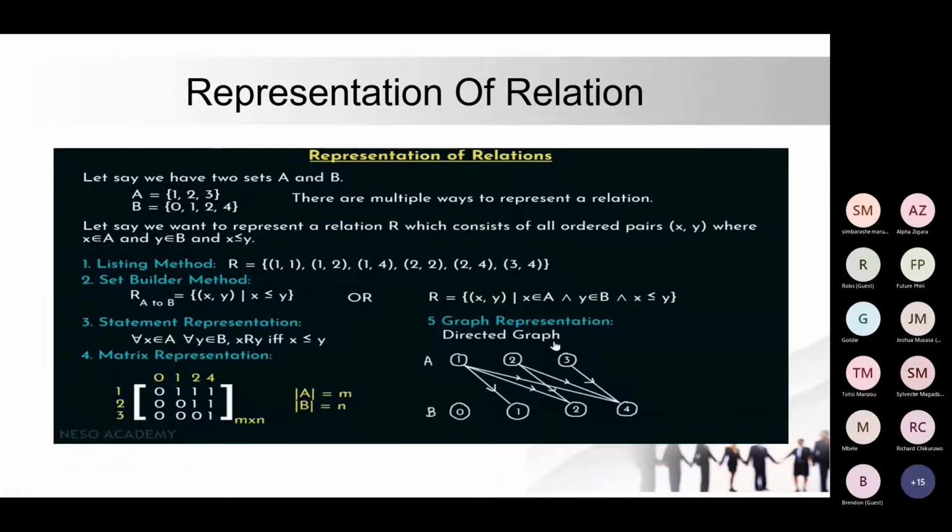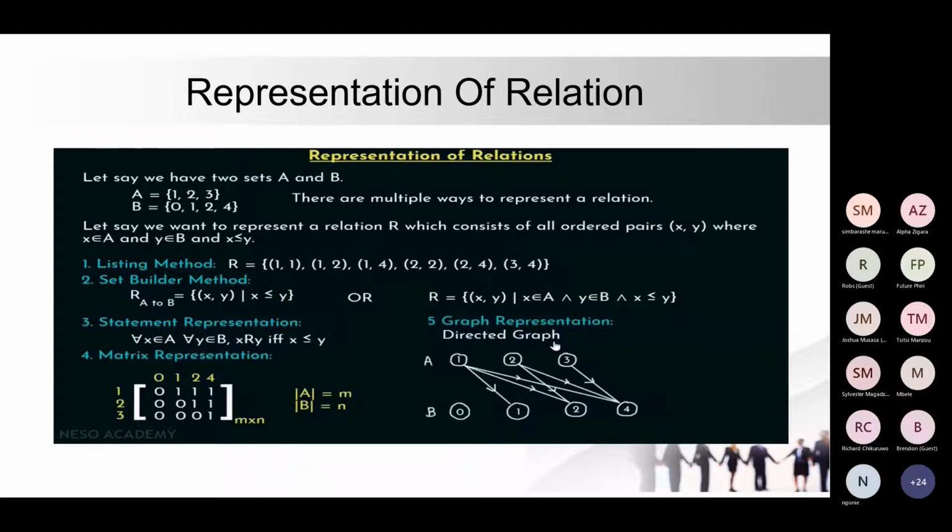Then let's proceed. The first method is quite obvious. It is called the listing method. What you need to do is just list all the pairs of the relation. As you can see, I've listed all the pairs of the relation R, that is (1,1), (1,2), up to (3,4). You can see that the first element is always less than or equal to the second element. This is the listing method.